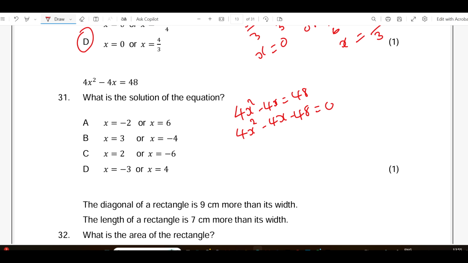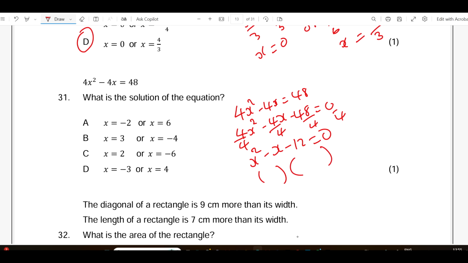Equals to 0. And then I will divide by 4. I will divide by 4 everywhere. By 4, by 4, by 4, by 4. And then it's going to be x squared minus x minus 12 equals to 0.